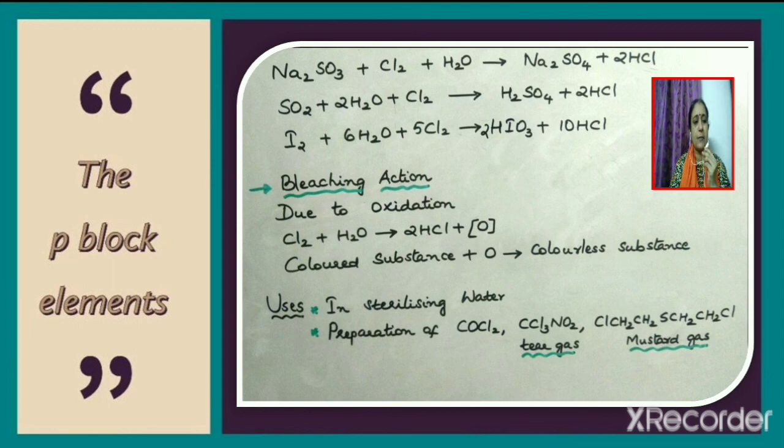Next we shall discuss the bleaching action of chlorine. The bleaching action of chlorine is due to oxidation. Chlorine reacts with water to give 2HCl plus O. Nascent oxygen is thus produced. Colored substance plus oxygen gives colorless substance. Next we shall discuss the uses of chlorine. It is used in sterilizing water. It is also used in the preparation of gases like phosgene, carbonyl chloride COCl2, tear gas CCl3NO2 and mustard gas.